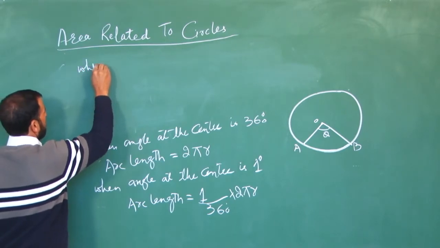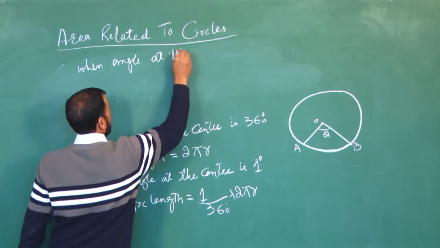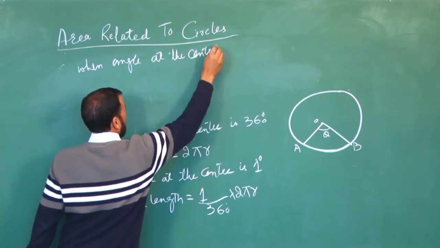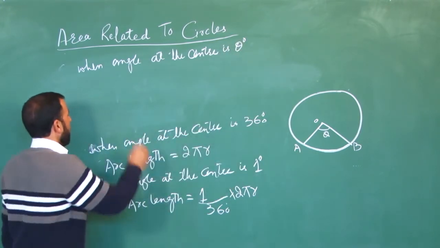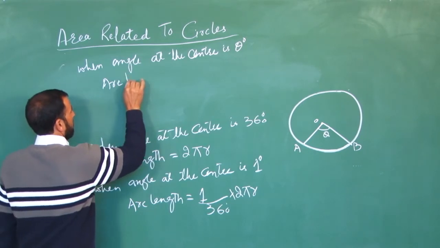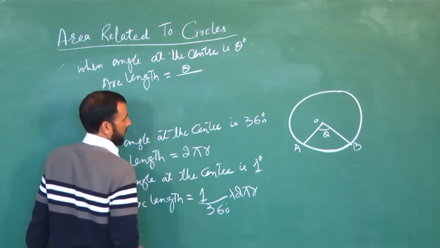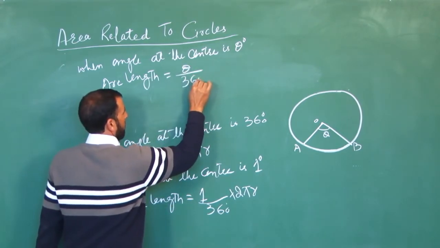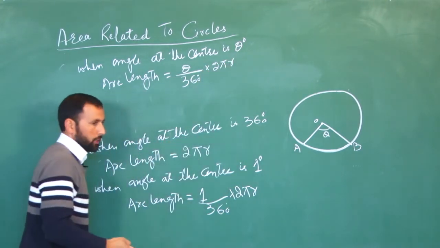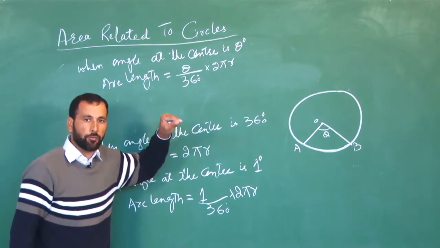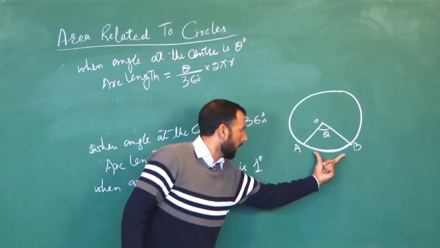when the angle at the center is theta degrees in general, then the arc length is equal to theta divided by the complete angle 360 degrees into 2 pi r. This one is the formula for finding the length of an arc when the angle at the center is theta degrees. But this arc is the minor arc.